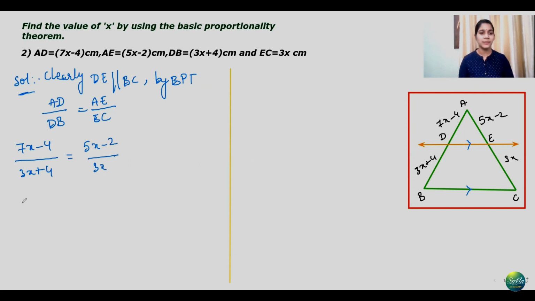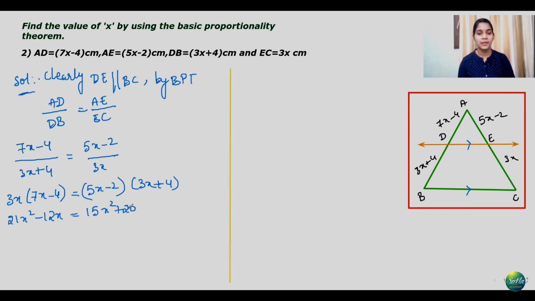So by taking the cross multiplication of these values now, 3x into 7x minus 4 is equals to 5x minus 2 into 3x plus 4. So we get clearly now 21x square minus 12x on the LHS. This is equals to 15x square plus 20x minus 6x minus 8.